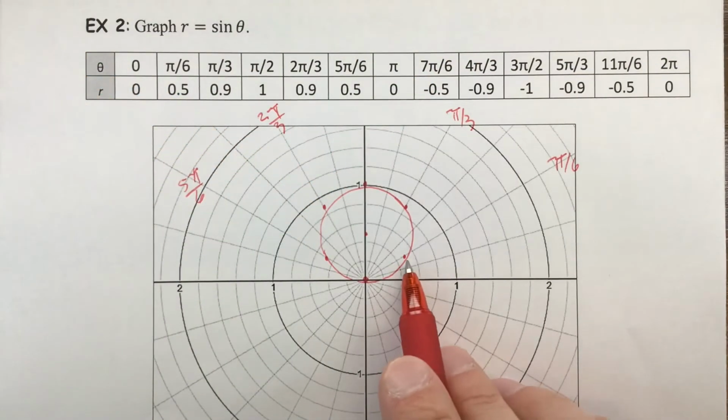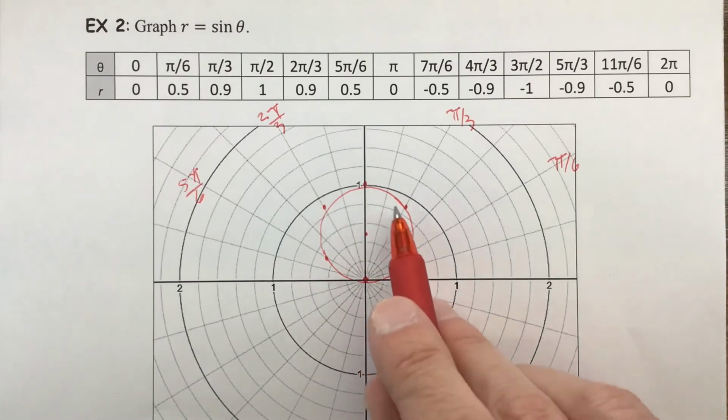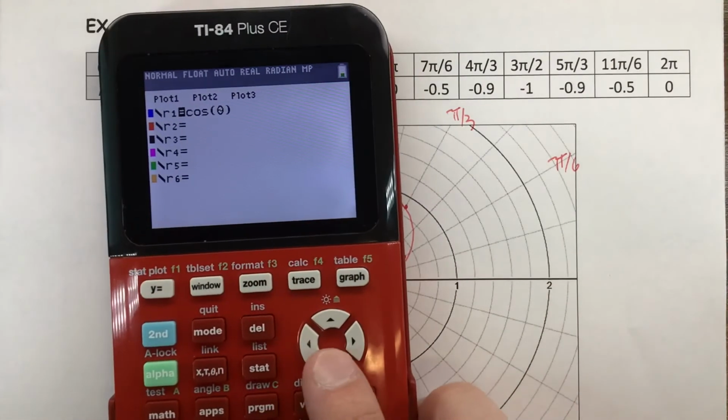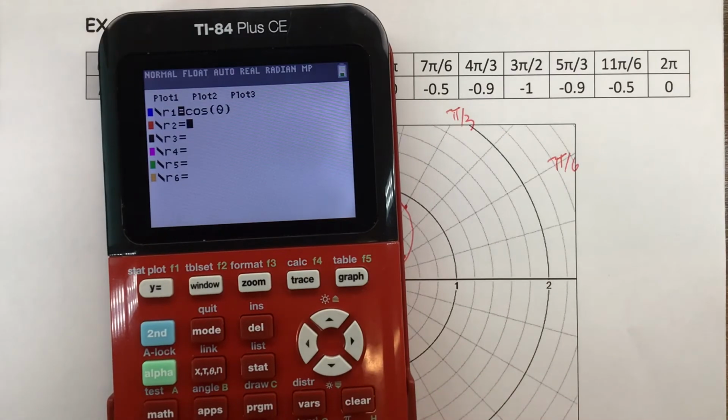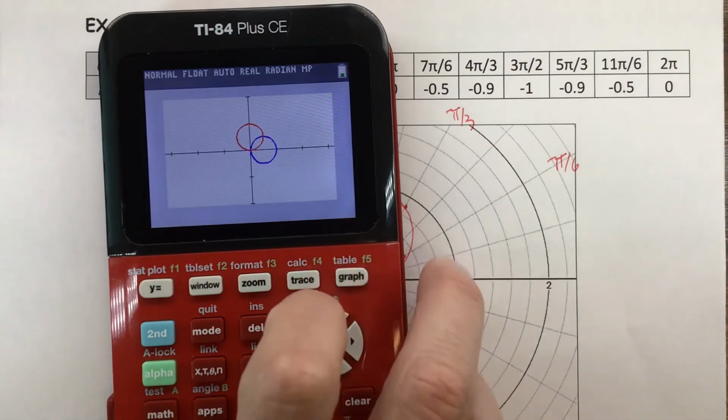All right, I missed that one just a little bit there, and that one in that spot. So it might have been slightly offset here, but you can see the shape of that circle that would be showing up. And on the calculator, let's go ahead and just type this one in. We'll keep the cosine in there. That might be neat to see them together. All right, so there they are.